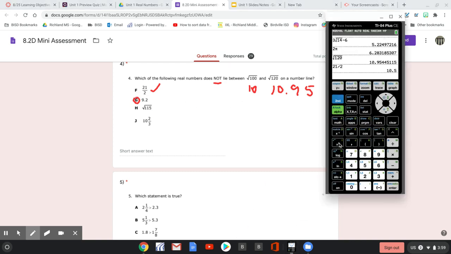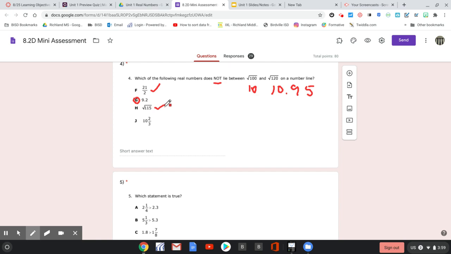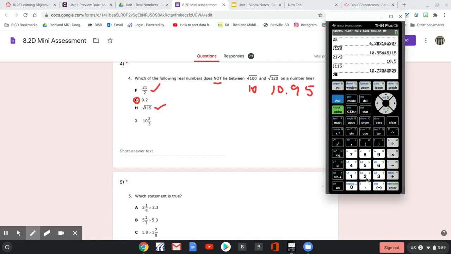Square root of 115 is going to be 10.72, and that works. And the last one is 10 point something. What is 2 divided by 3? 10.66. Yep, our answer is G. We already knew that.